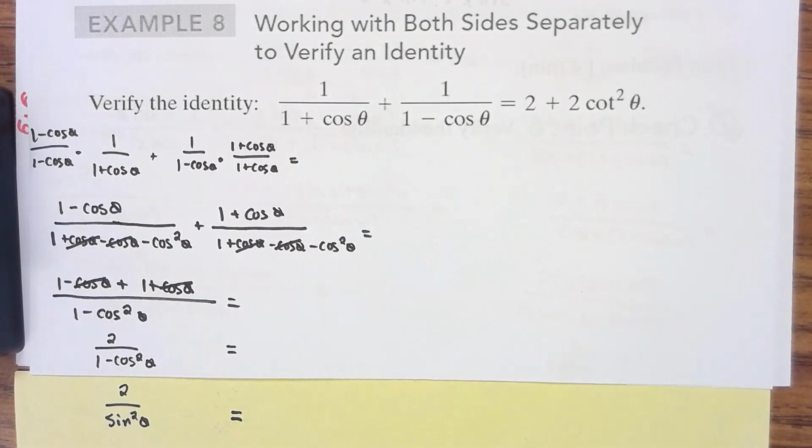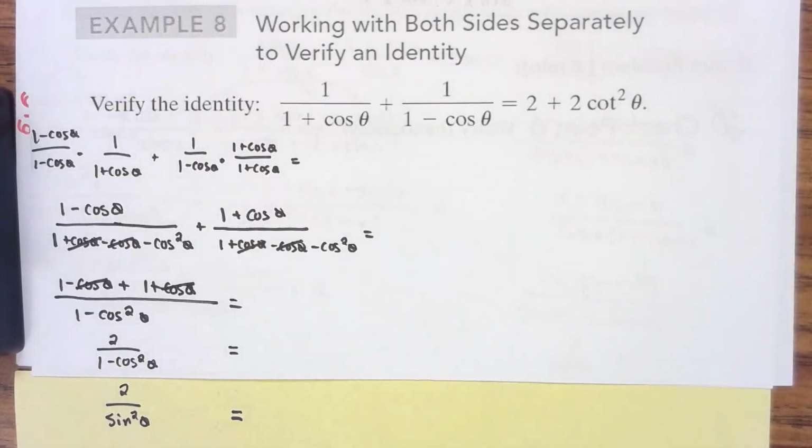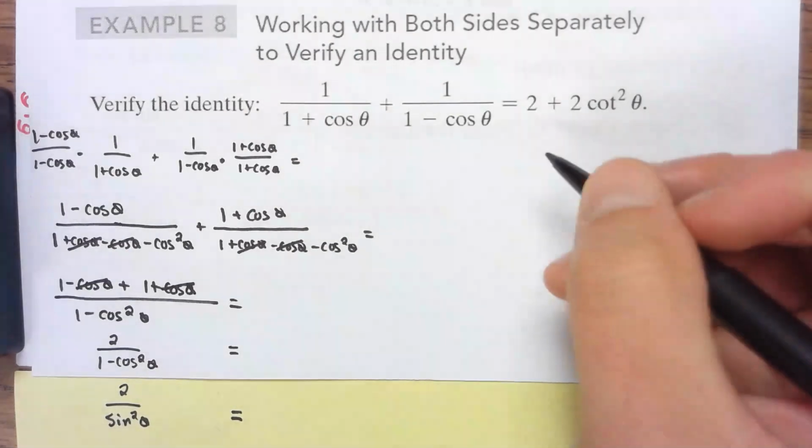And let's pause it there. I am seeing that I can maybe do the reciprocal. Reciprocal of sine is cosecant, so maybe this is 2 cosecant squared of theta. So we might come back and change that here in a second. But now let's look at the right side and see how we might be able to work with that right side and get it closer to where we're at with this left side.